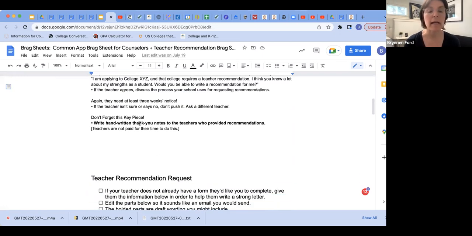And the last thing is to make sure that you write a handwritten thank you note. If you've already done the asking, it's probably not quite time to do the thank you note until you know that they've done the recommendation, but definitely do the thank you.